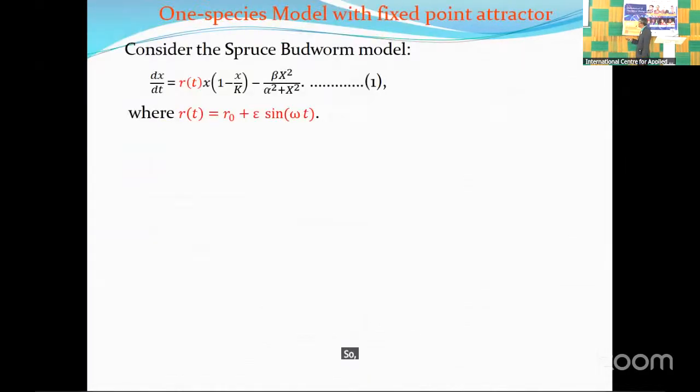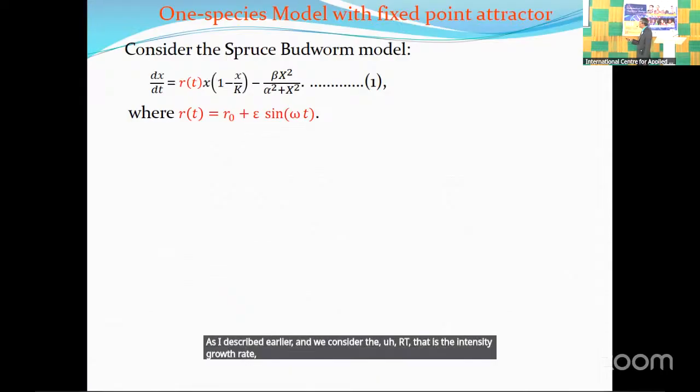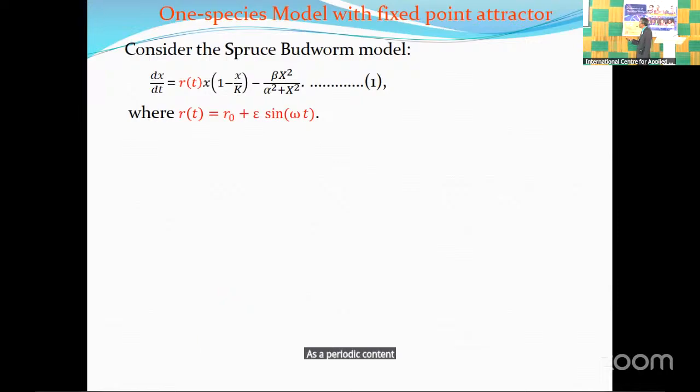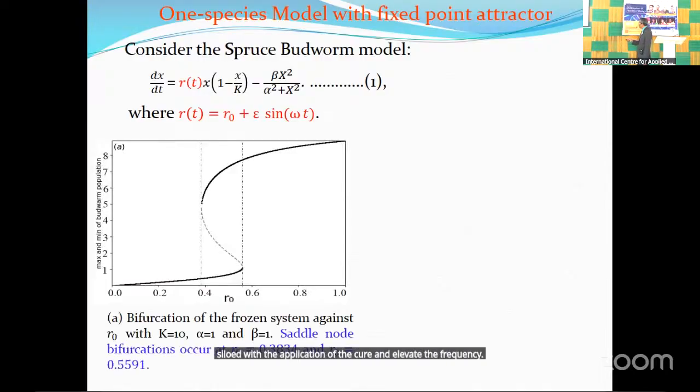So again, consider this spruce budworm model as I discussed earlier, and we consider r(t), that is the intrinsic growth rate, as a periodic function, where r0 is the mean base value, epsilon is the amplitude of the periodicity, and omega is the frequency. And we have this type of bifurcation of the corresponding closed system, that is, when all parameters are constant. We have plotted this bifurcation.